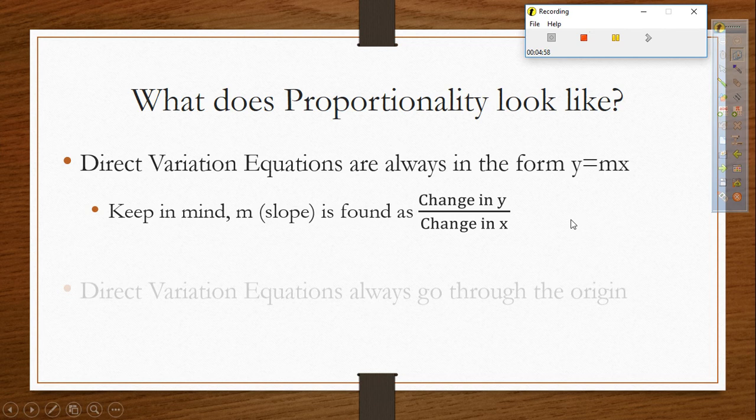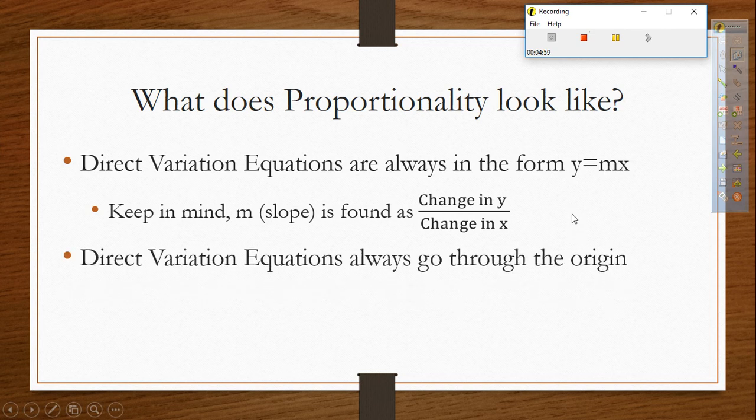The other thing that I want to keep in mind is that the direct variation equation always goes through the origin. It's in y equals mx form. You notice that there is no plus b, so it would be like adding a 0 or going through the origin. So if we were to graph any direct variation equation, it should be a linear equation, a straight line that always travels through the origin. And that's how we know if it is proportional or not.